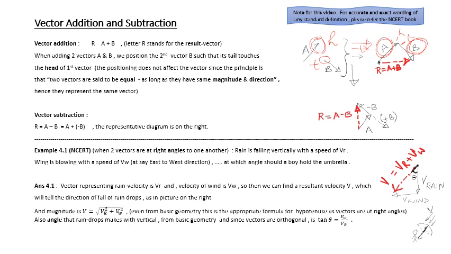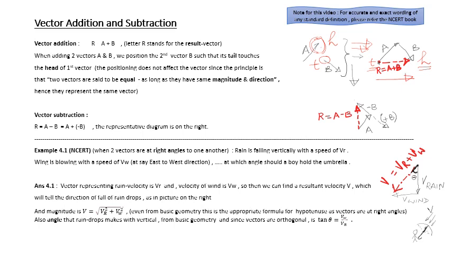Since the length of these vectors is proportional to their magnitude, the resultant vector will simply be the line joining the tail of vector A to the head of vector B. It's as simple as that. And the direction you can see is in this direction.